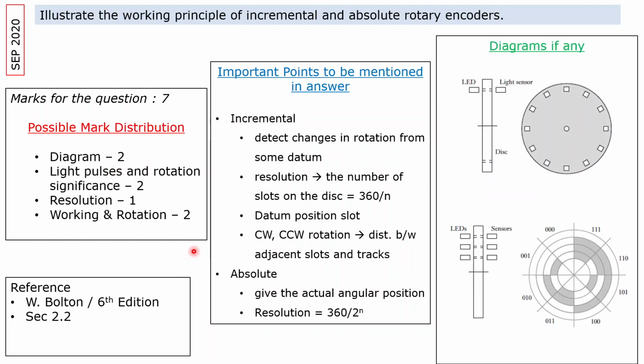So I explained this one before, how to write this question. So you have to mention about the slots, resolution, latent position slot, clockwise and counterclockwise rotation for the incremental, and for the absolute you have to give the relevance of the codes and the resolution and the number of sectors and the number of slots.